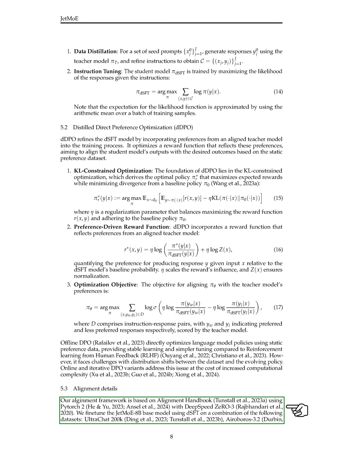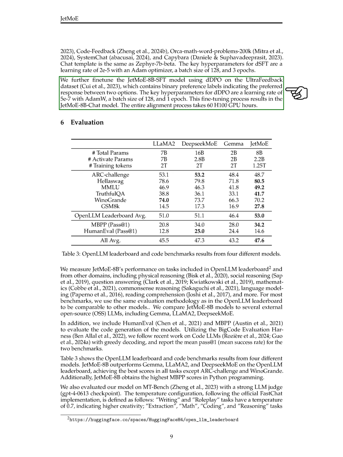Moving on to alignment details, we use the Alignment Handbook with PyTorch 2 and DeepSpeed ZeRO-3 to fine-tune the JetMoE-8B base model using DSFT on various datasets. We then further fine-tune the model using DDPO on the UltraFeedback dataset to create the JetMoE-8B chat model. The entire alignment process takes 60 H100 GPU hours.